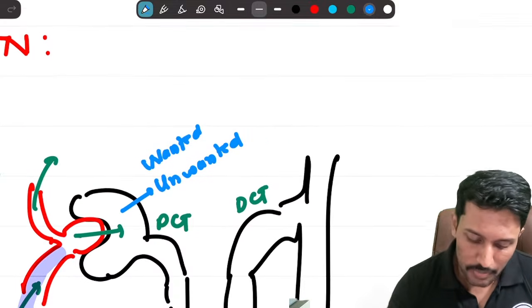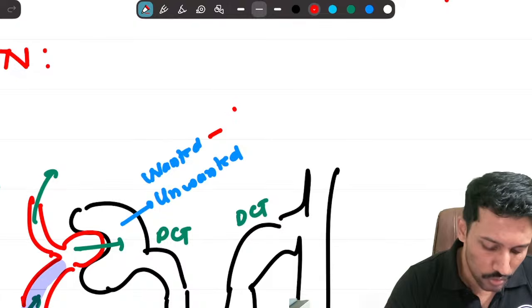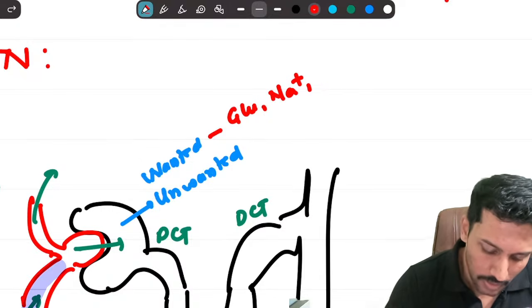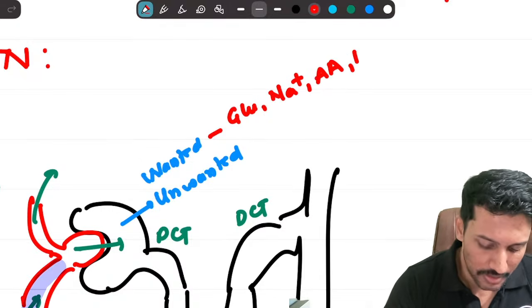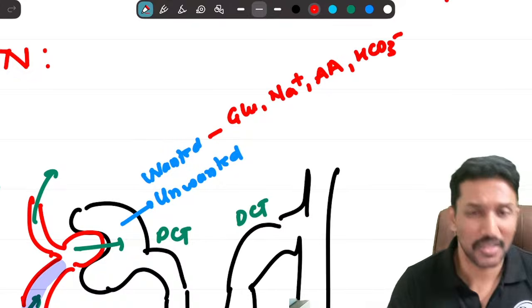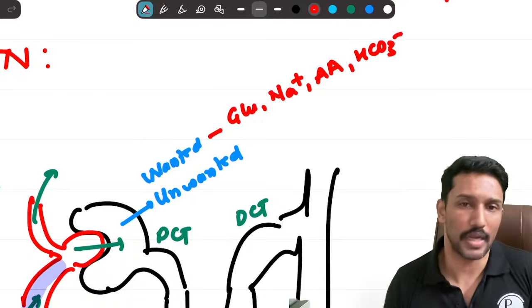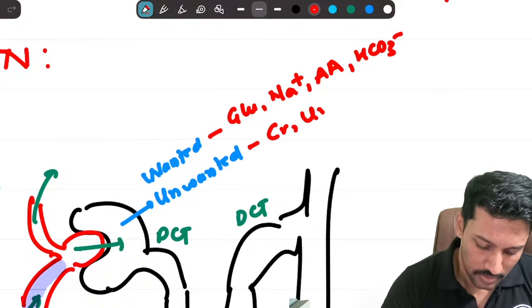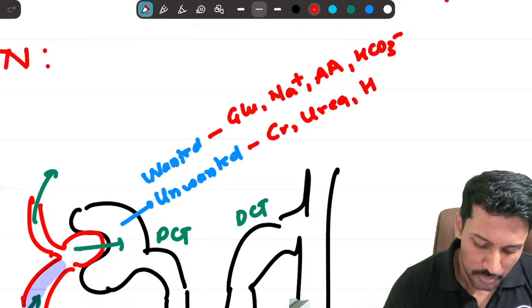So what are the wanted substances that get filtered? It includes glucose, it includes sodium, it includes amino acids, it includes bicarbonate. So these are the substances that our body needs, but they are unfortunately filtered, and we need to get them back. And there are unwanted substances like creatinine, urea, H plus ions.